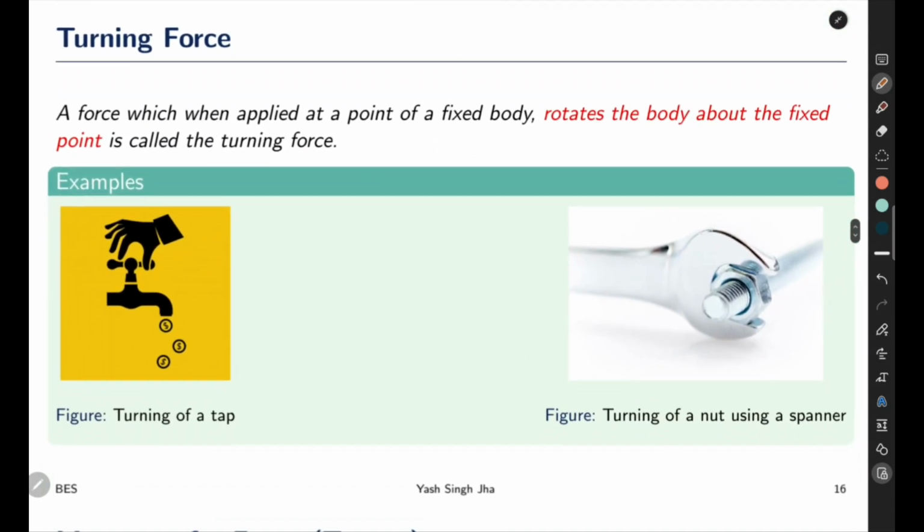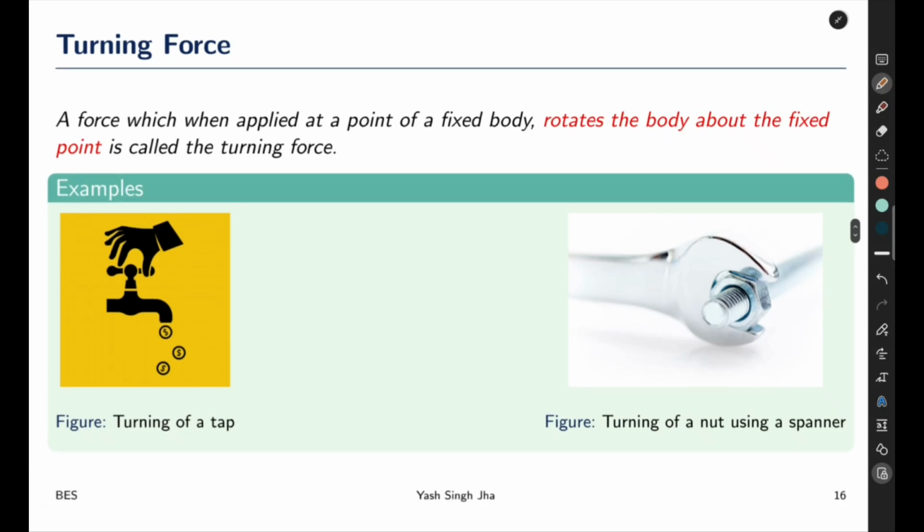Moving ahead, one of the effects of force, as we saw earlier, there are many, right? There were pushing, pulling, compressing, stretching. So one of them is turning. Turning things, rotating things. So again you are going to express something in words, something which is very commonsensical, which is if a force is applied and the body rotates about a fixed point, that force is called turning force.